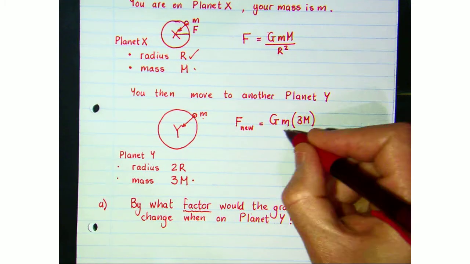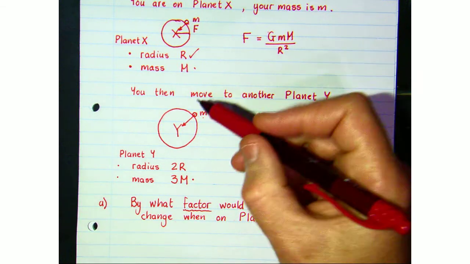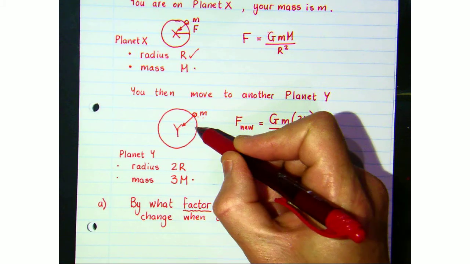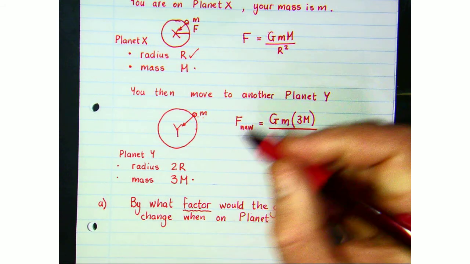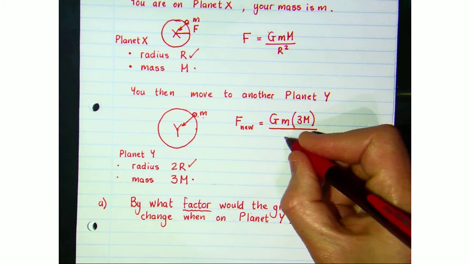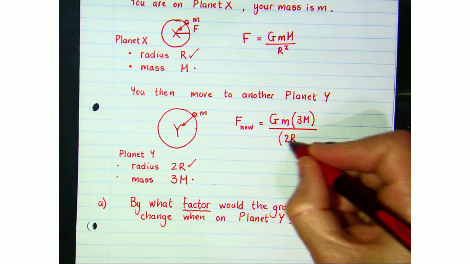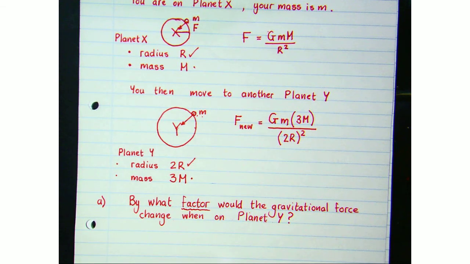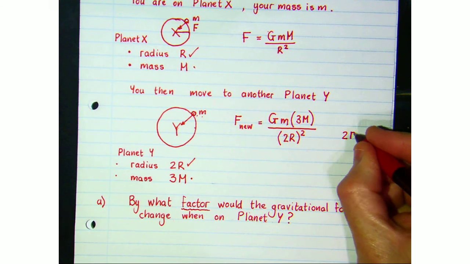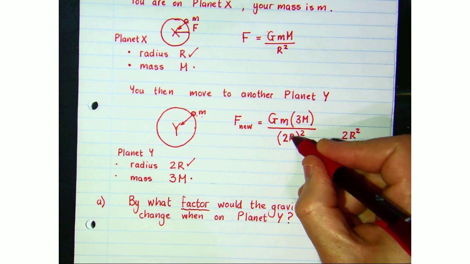And then we divide it by the new distance between the two masses. Well, again, this mass m is the radius of planet Y away from the center, and the radius of planet Y in terms of the radius of planet X is 2r. So we're going to have to put the new distance between the two masses in and not forget to square the entire thing. It's not correct to write 2r squared, because the new distance is 2r, and that new distance has to be squared.